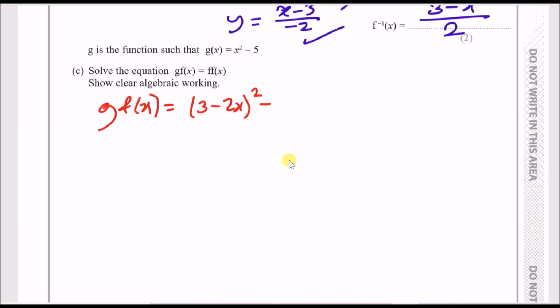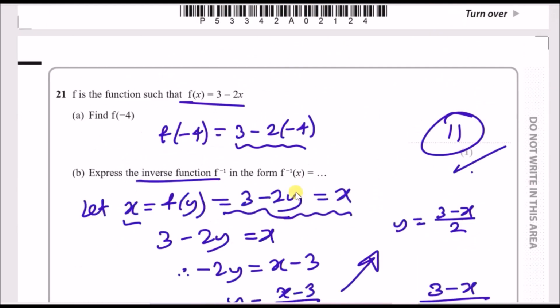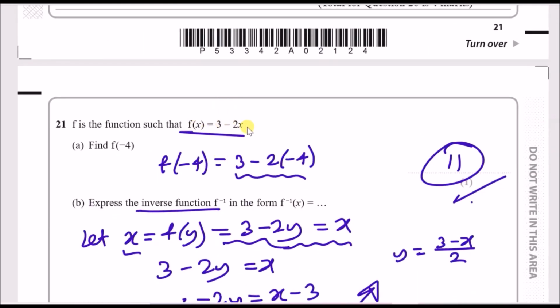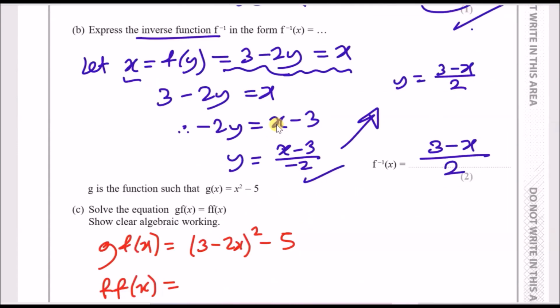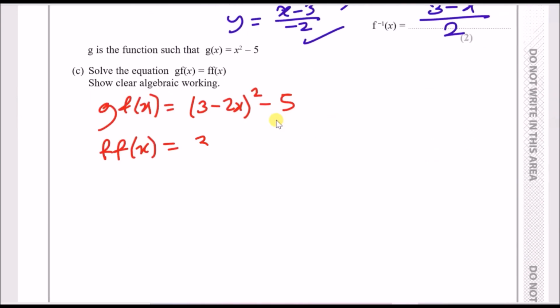Now it's squared, take away 5. As for f(f(x)), that's f in f. So you put this function inside the x. Let's copy out the 3 minus 2 part for a second. This is 3 minus 2, and inside the x, you're going to put 3 minus 2x. It's a bit weird, but that's how it is.